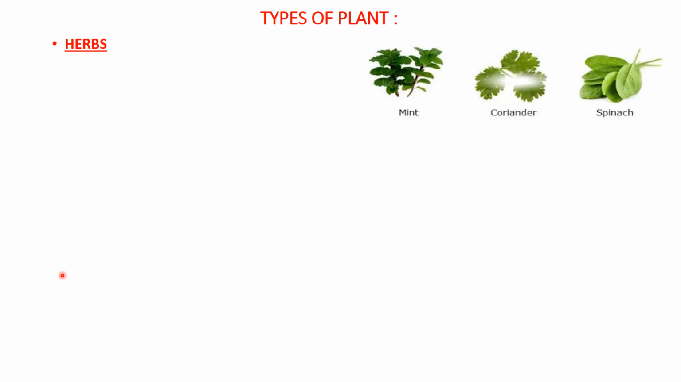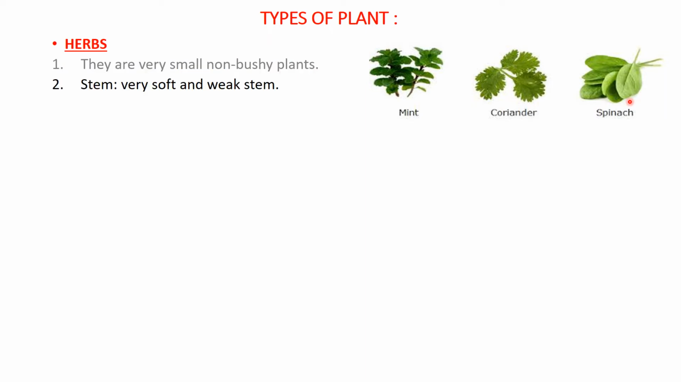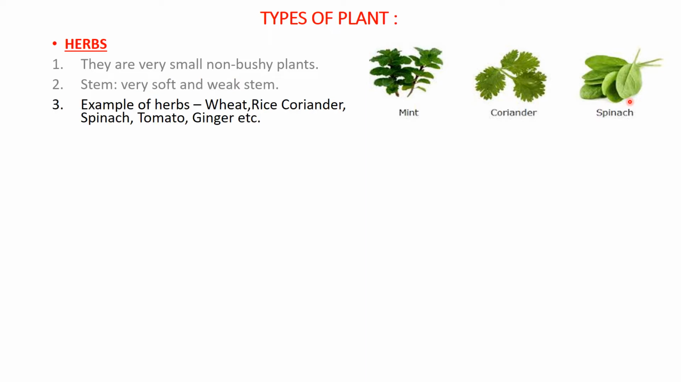Moving next, let's study about herbs. Look at the picture: mint, coriander and spinach. I think most of you have seen these plants. They are very small, non-bushy plants. Their stem is very soft and weak. Some other examples of herbs are wheat, rice, tomato and ginger.